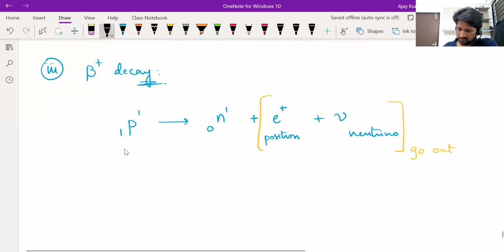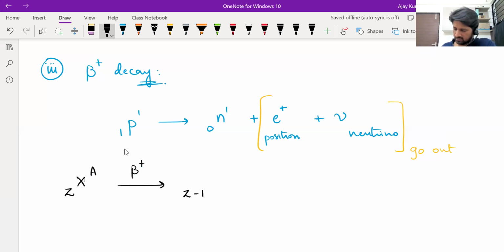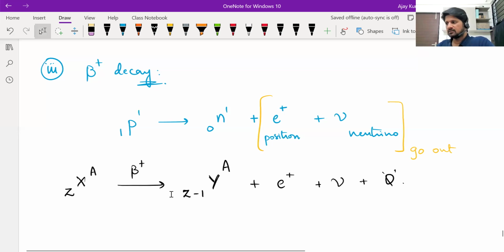So you can write the nuclear reaction also. If a nucleus ZXA undergoes a beta plus decay, a proton converts to a neutron, means the proton number decreases. So Z minus 1. And if the proton number is changing, atomic number changes, element symbol changes. The proton converts to a neutron and stays inside the nucleus, no? So the mass number doesn't change. One less proton, but one more neutron. So the mass number remains the same. Plus positron plus neutrino plus some energy, of course. So this is another way in which some nuclei attain stability.